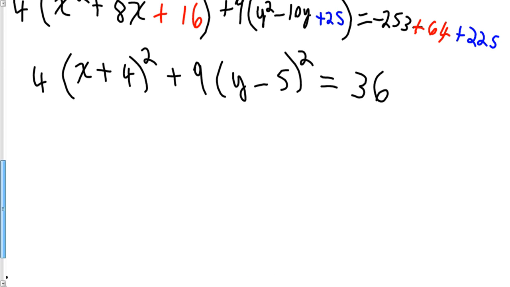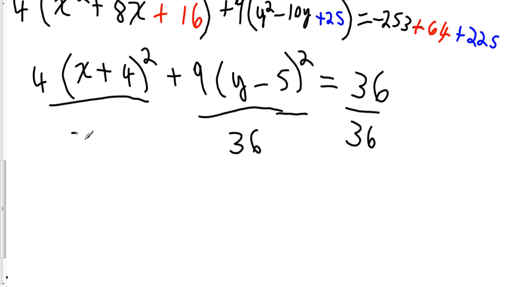And remember, my goal was to make it be two binomials squared, and on the other side of the equal sign should be a 1. So to get a 1 over here, what I'm going to do is divide everything by 36. So my next step here is I'm going to divide this by 36, this by 36, the entire thing here, and this by 36. So there's 3 terms. I divide each term by 36.